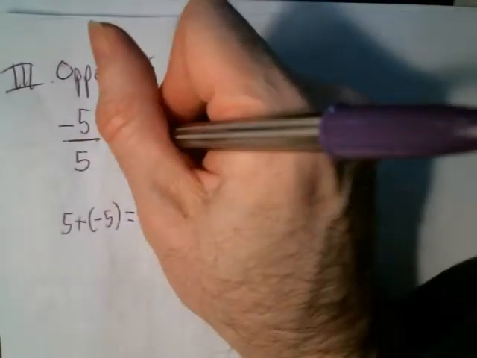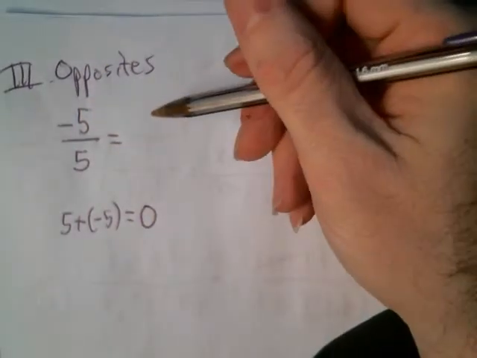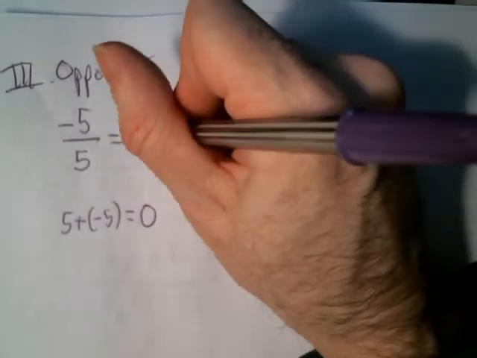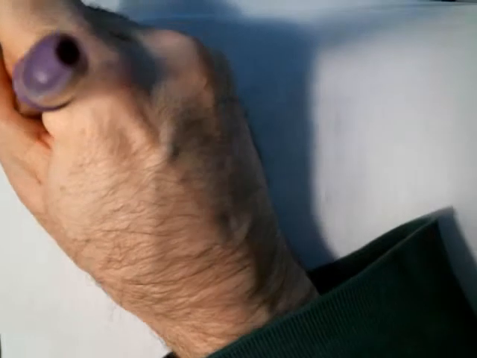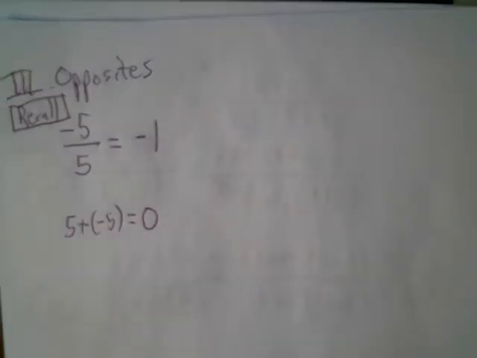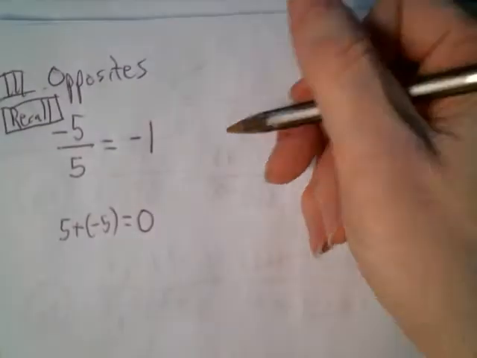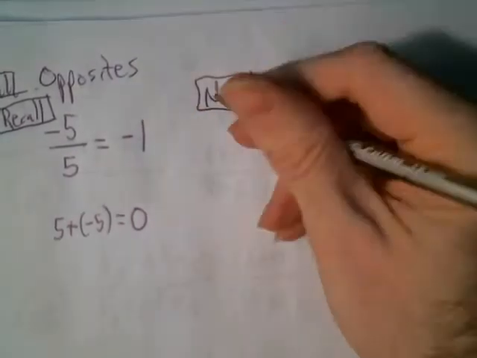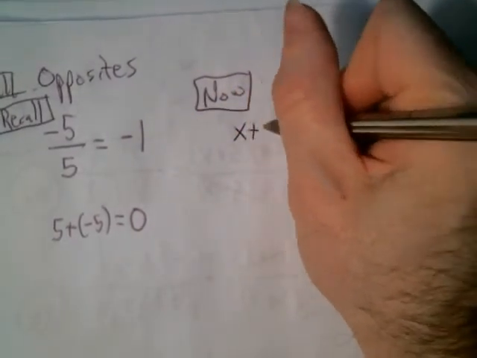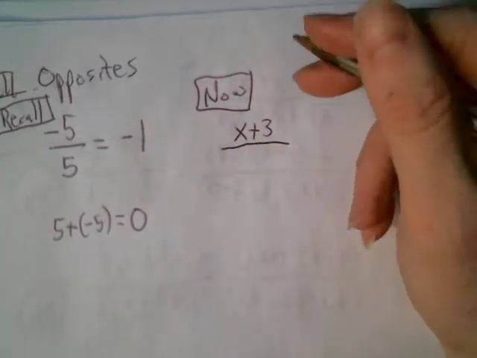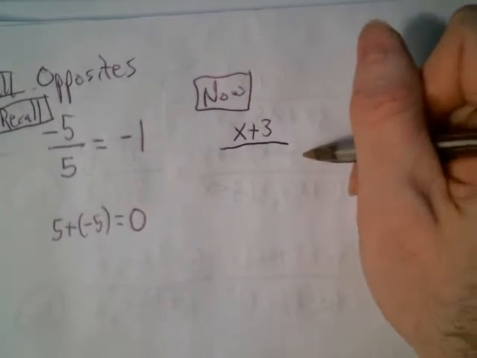When it comes to numbers, it's quite obvious what's going on. I mean, this is just going to be -1, right? But when you have variables involved, they don't look as obvious, okay? It's not as obvious what the opposite of x plus 3 is, okay? So now it's going to be a little more difficult because some things will look like opposites, but they're not opposites, right? So what is the opposite of x plus 3?